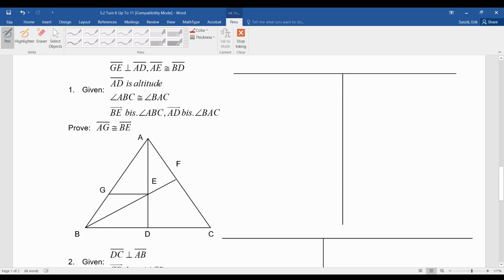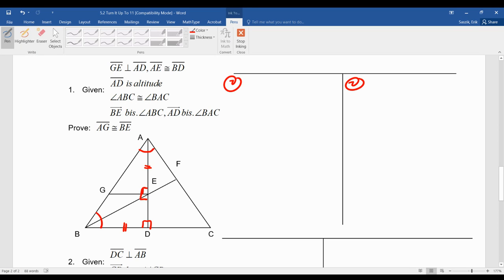All right, so here's a proof. I'm going to walk through this one. GE is perpendicular to AD, just making my right angle symbols here. AD is an altitude. It says AE is congruent to BD. It says angle ABC, this big angle, is congruent to angle BAC. So there's a lot of stuff going on here. Oh, and then I got a double bisection. I'm not going to mark that. I got a double bisection, so this is a bisector, as is that.